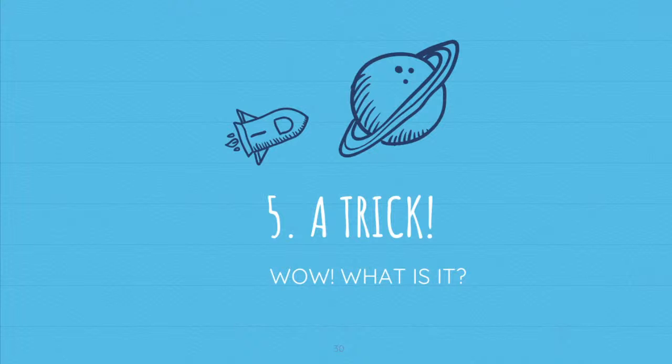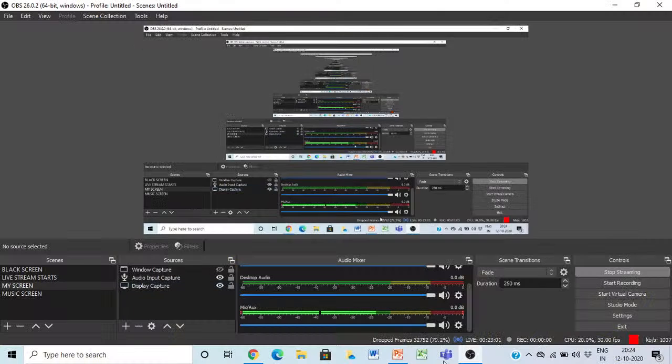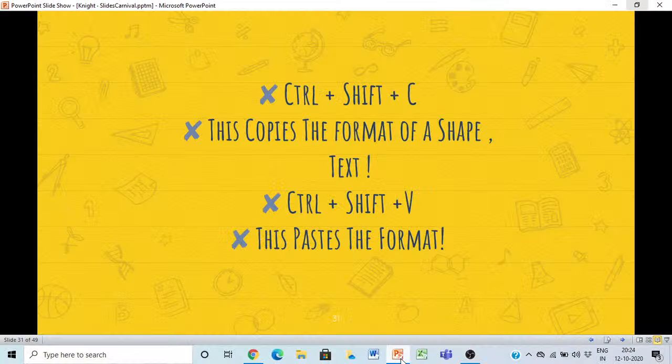Remember that. Now a trick that I will be showing to you guys. Wow, what is it? You must be thinking, I'll tell you. Control plus Shift plus C copies the format of a shape or text. Control Shift V pastes the format. If you are blank and don't know what I am telling you, I have shared my screen. Okay, just a second please.